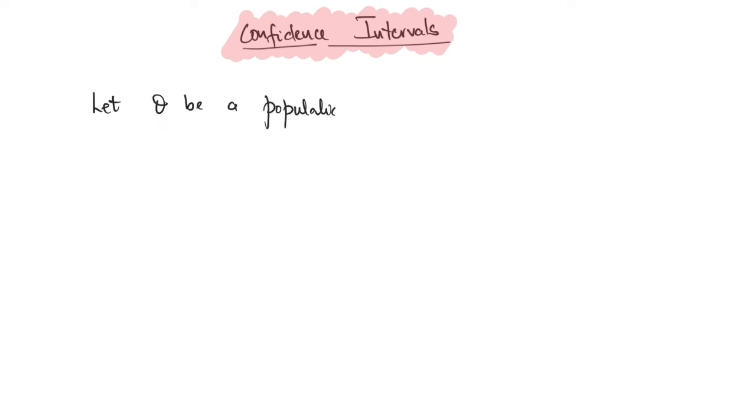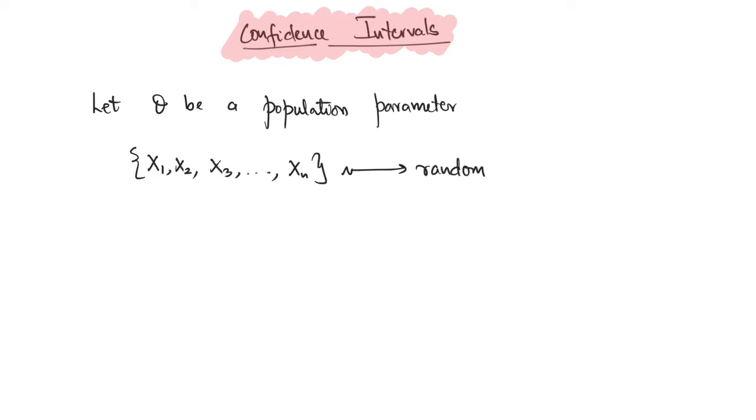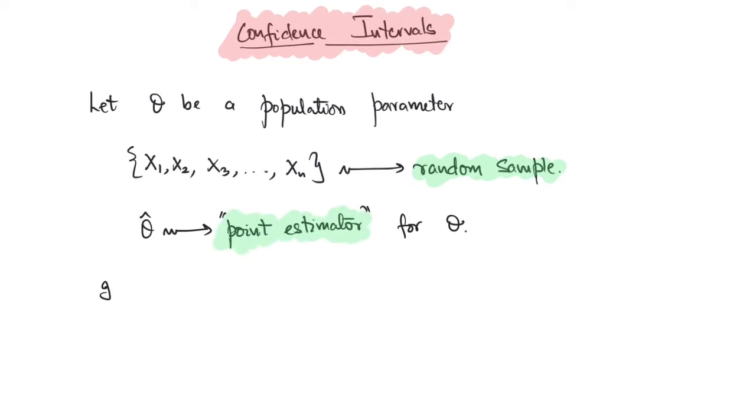We will introduce confidence intervals in this video. Let theta be a population parameter and let x1, x2, x3 all the way up to xn be a random sample. Suppose theta check is a point estimator for the parameter theta.